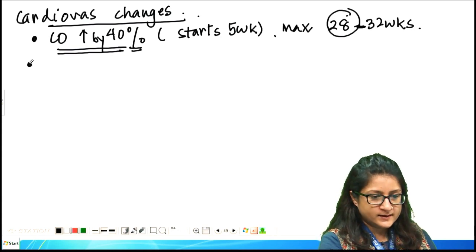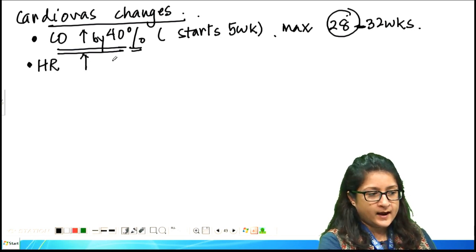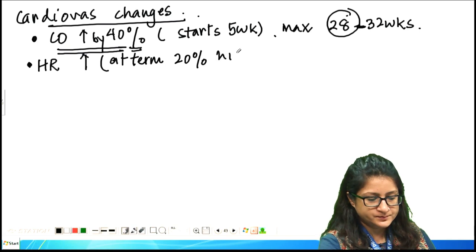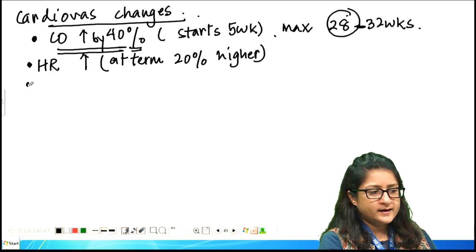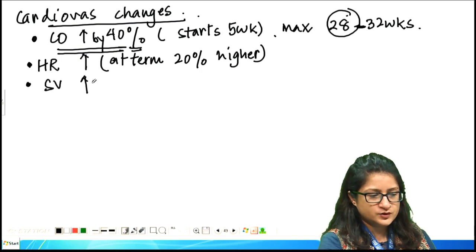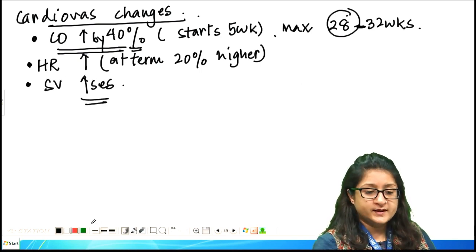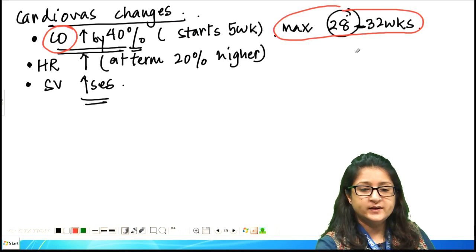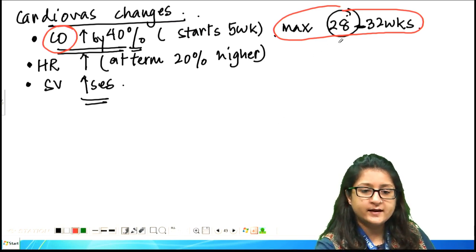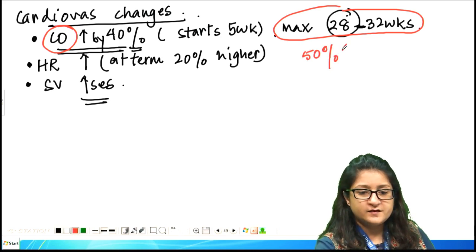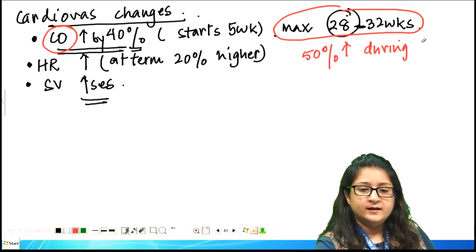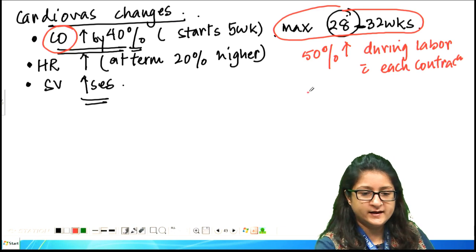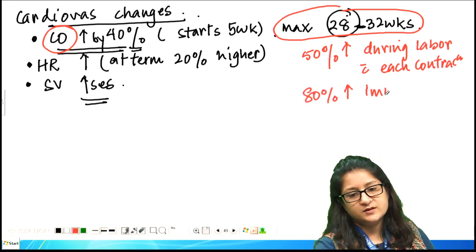Another important fact is that the heart rate also increases, and at term it is about 20% higher, right? And the stroke volume is also increased. So what is important to remember is that cardiac output increases, the maximum is at 28 to 32 weeks, and then it increases by another 50% during labor with each contraction, and there is an additional 80% increase immediate postpartum.